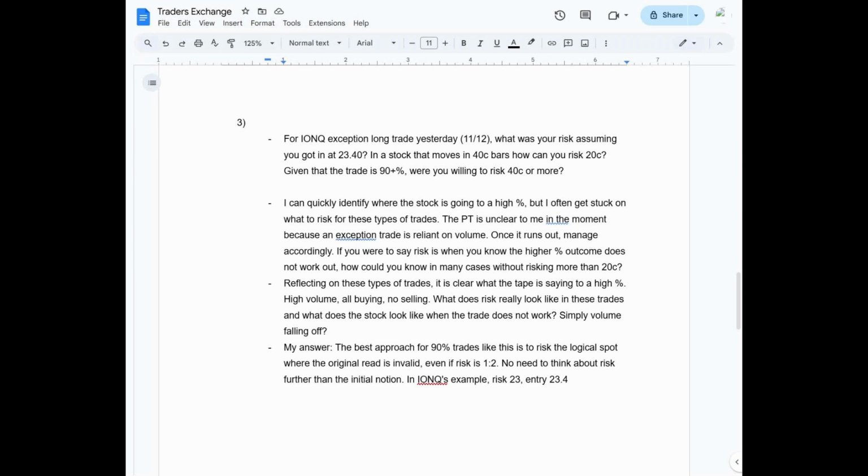But let's just make it clean. 50 cents. Are you willing to really lose 50 cents? Do you need to lose 50 cents? No. You don't have to. You can look for a trade with more favorable risk to reward.